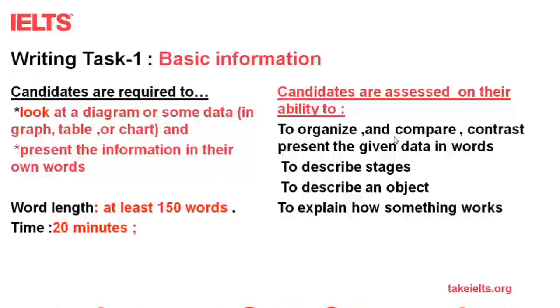And how you are describing, sometimes stages. Sometimes a diagram shows different stages of a process, first one, then what, then how you are describing that. Can you do that or not? Are you able to do that or not? Can you describe an object or not? Sometimes it's not a graph, sometimes an object is given, and you have to describe it.